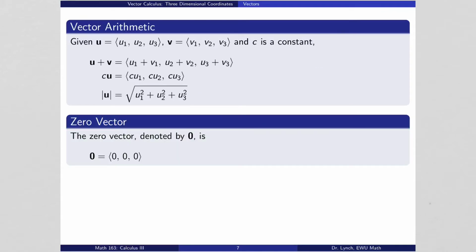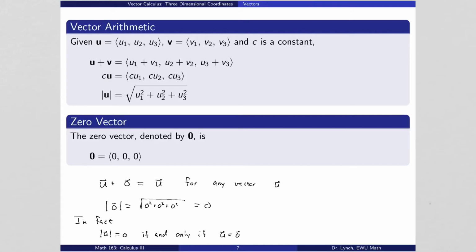Just a comment about the zero vector. The zero vector is a special vector whose components are all zero. A couple of special things about the zero vector. Any vector plus the zero vector gives you back the vector you started with. And the magnitude of the zero vector is 0. In fact, it's the only vector whose magnitude is 0. So again, the zero vector is known as the additive identity. And if you get a magnitude of 0 out of any vector, the only way that's possible is if that vector is the zero vector.